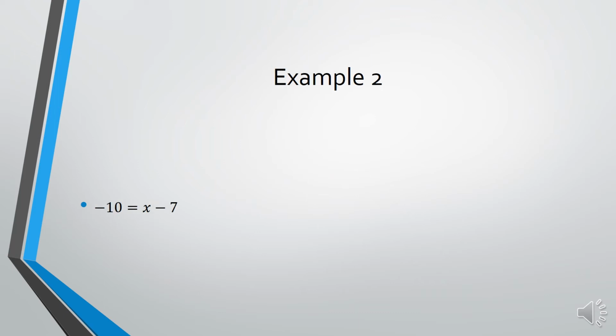In this next example, we're looking at negative 10 equals x minus 7. So my thought here is, why is the variable not by itself? So why is x not the only thing on the right-hand side of this equation? And the reason it's not all by itself is because of this minus 7. So because I'm subtracting 7 from both sides, I want to do the inverse, which is adding 7. So I will add 7 to both sides.